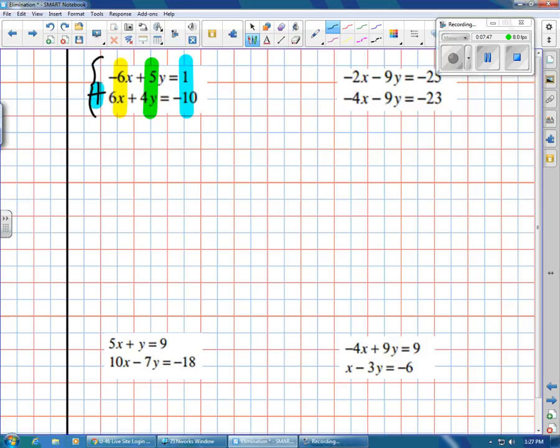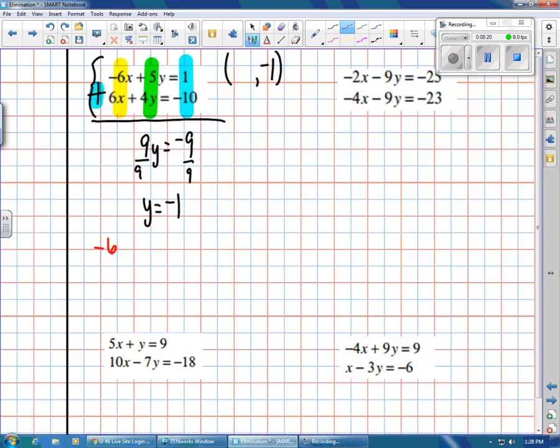So negative 6x plus 6x is going to be 0. 5y plus 4y is going to be 9y. 1 minus 10 is going to be a negative 9. Again, one-step equation. Divide both sides by 9, and you should get y equals negative 1. We're halfway there. Take that negative 1, substitute it into either equation. Again, I'm going to pick the top one.